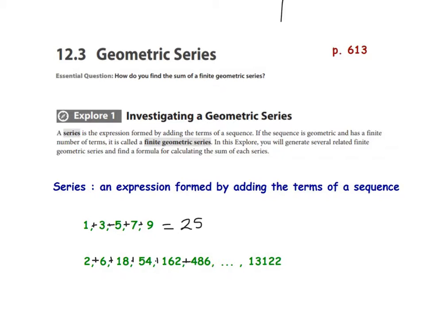there are many terms to this series, and I could take a calculator and add up 2 plus 6 plus 18 plus 54 and so forth. But surely there's an easier way that we can simply compute the sum of the series, rather than having to manipulate it with a calculator and just add all those numbers up. And so that's what we're going to learn today.